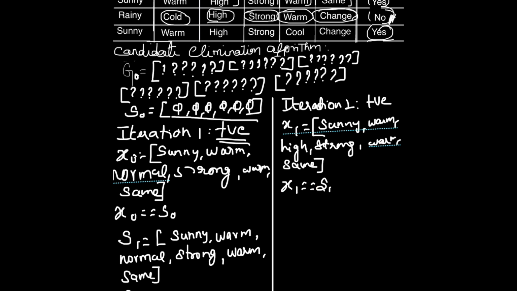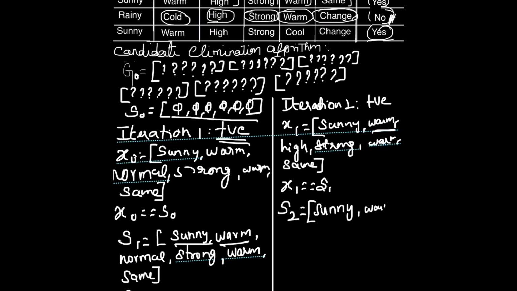So here the first attribute value is sunny in X1 and it is the same as S1. So S1 is also having sunny, X1 is also having sunny. So let us update the specific hypothesis with the same value. If it has the same value, then you have to retain the value. And here in X1 we have warm and in S1 we have warm. The same value, so we'll be retaining it.